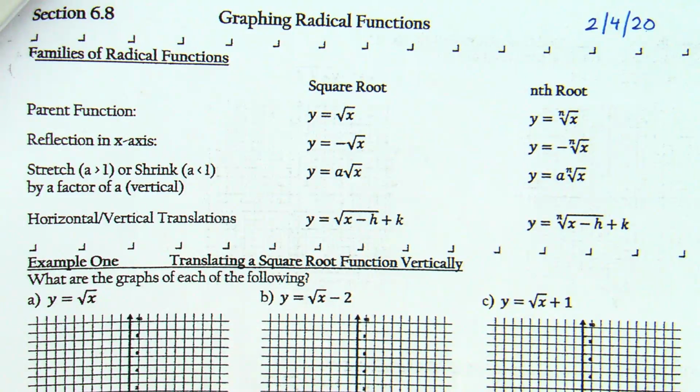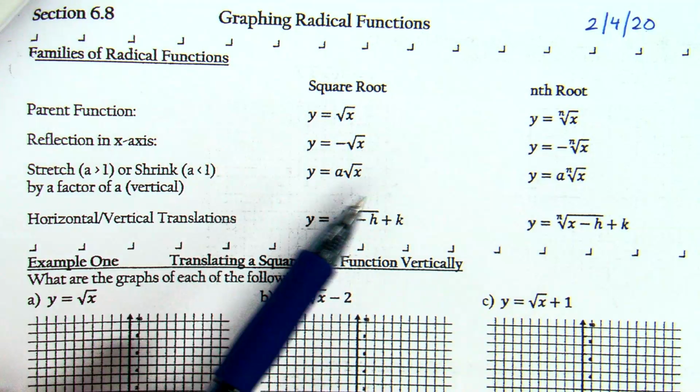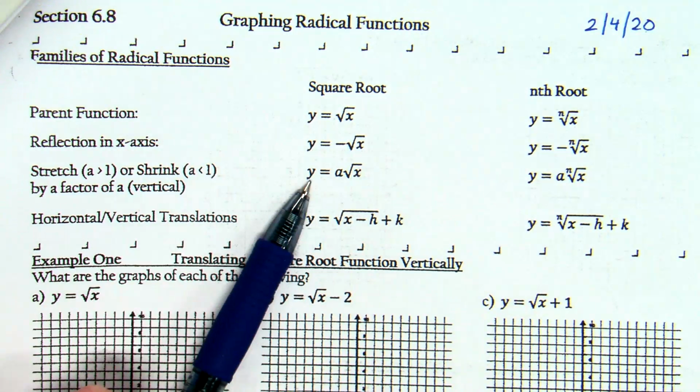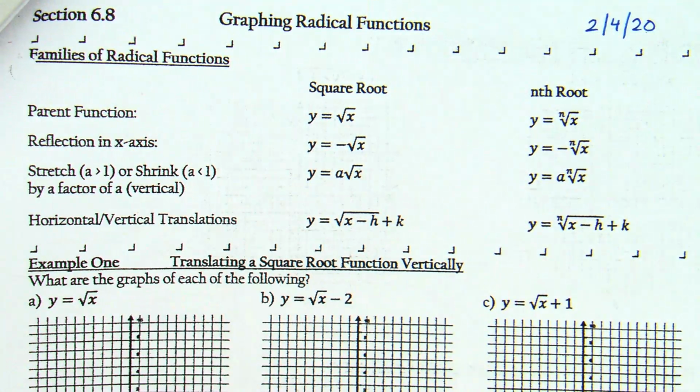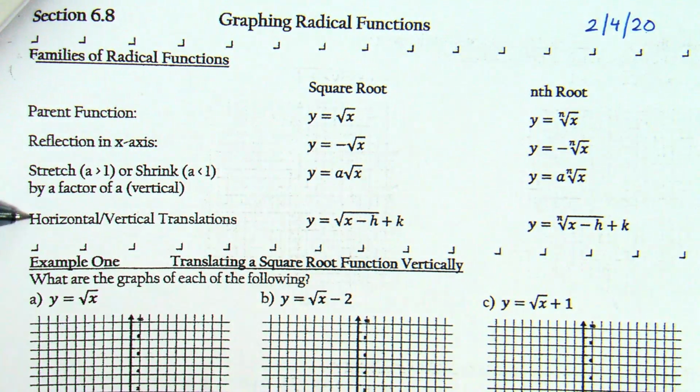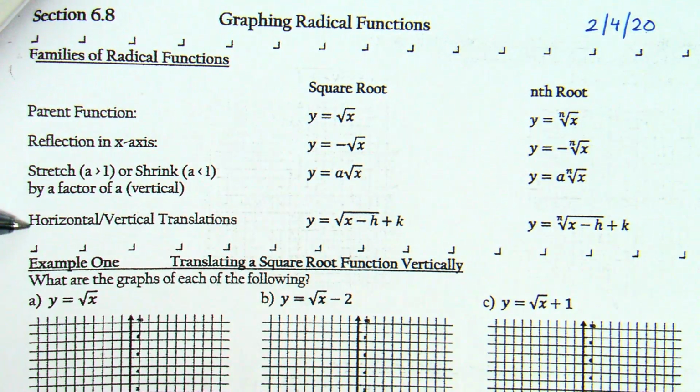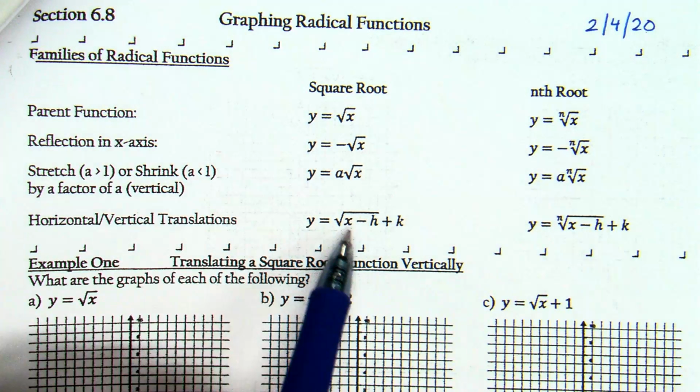So, do you remember if it was y equals a times something? That a represents either some kind of stretch or shrink by a factor of whatever that number is. So, stretch, pulling it up more, shrink, squishing it down more. Okay, and then the ones that we've probably done the most with, horizontal and vertical translations. y equals the square root of x minus h plus k.